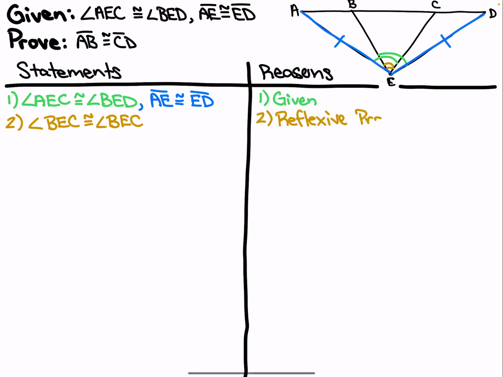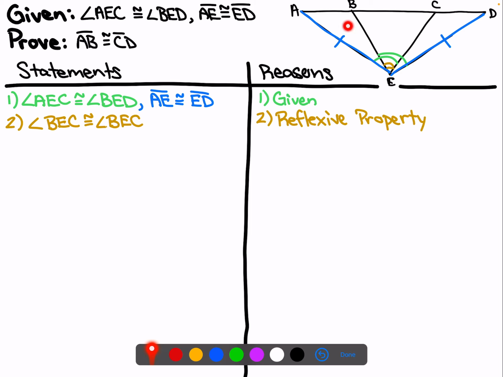And the reason I want to do that is because I, again, want to prove that this triangle on the left and this triangle on the right are the same. So what would happen if I took away this middle angle from the two green angles? Well, I'd be left with angle AEB and angle CED. So let's just do that.